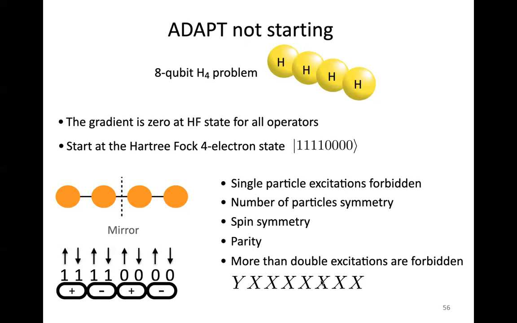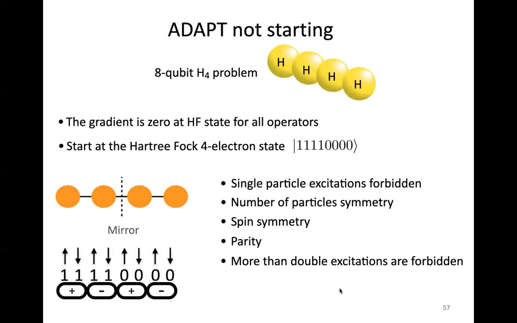Also, one can show that operators that have more than double excitations are forbidden because of the structure of the Hamiltonian. Our Hamiltonian only has single and double particle excitations, and that's why it will never be able to have a gradient for this kind of operator. And these are basically all the conditions. For 8 qubits, it's still possible.